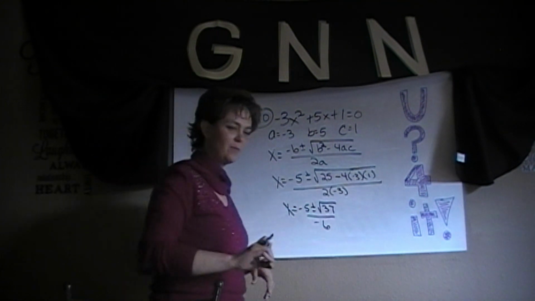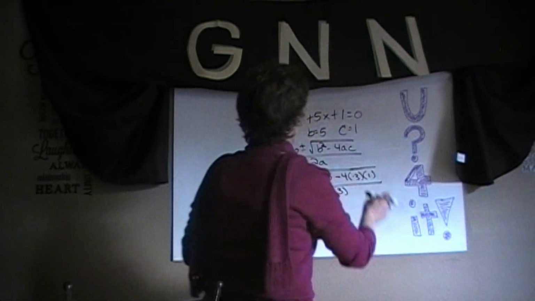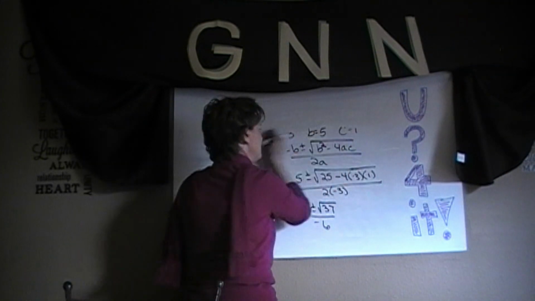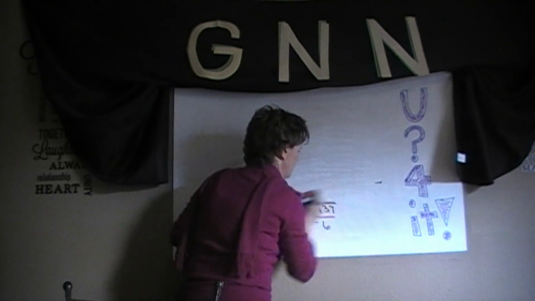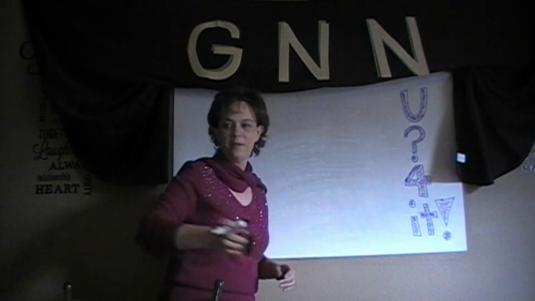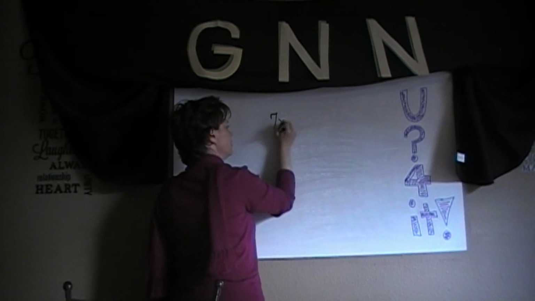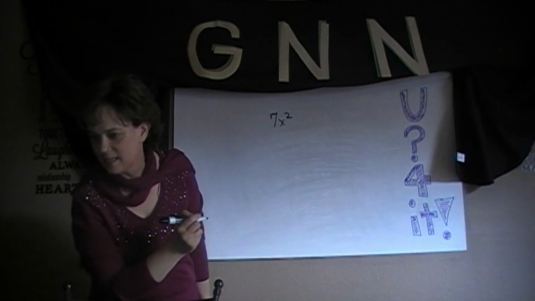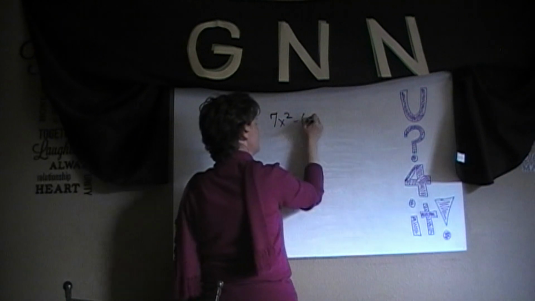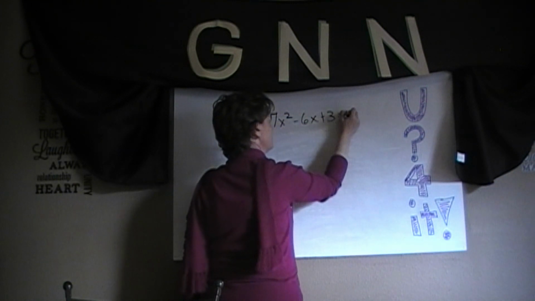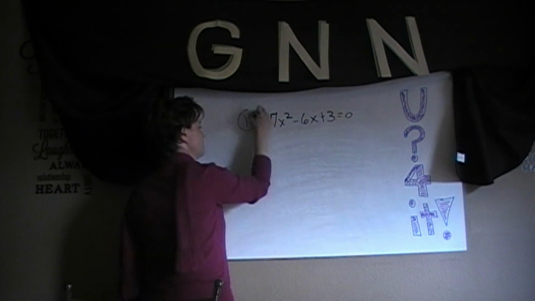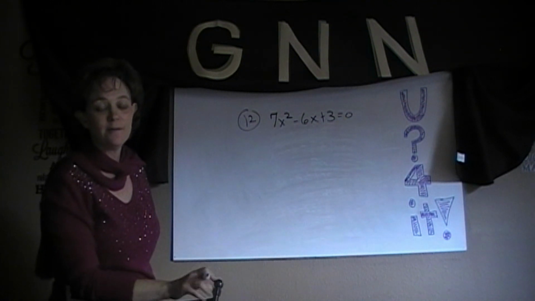Yeah, I sure did. You did? All right. Well, let's look at 12. All right, on 12 you have... yeah, I'm looking at it. Yep, it's 7x squared minus 6x plus 3 equals 0. And this is 12. Is that the same problem you have, Billy Bob?